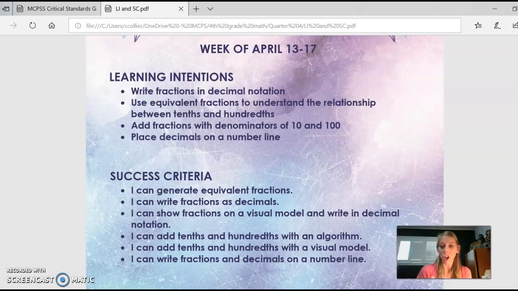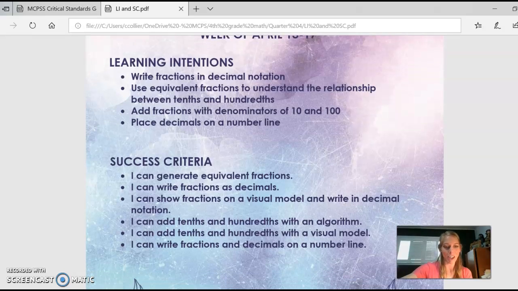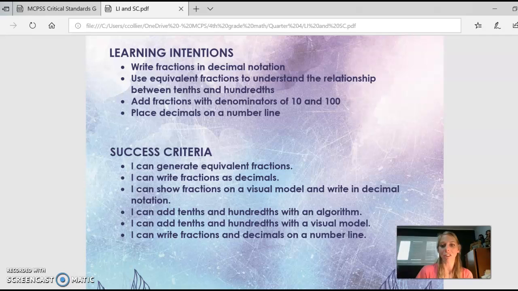So ways to know that you have met those goals, right? If you can check off your boxes for these success criteria, then you are on track. The first one is that I can generate equivalent fractions. I can write fractions as decimals. I can show fractions on a visual model and write in decimal notation. I can add tenths and hundredths with an algorithm. I can add tenths and hundredths with a visual model, and I can write fractions and decimals on a number line.